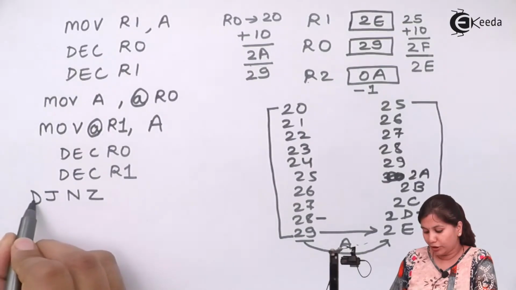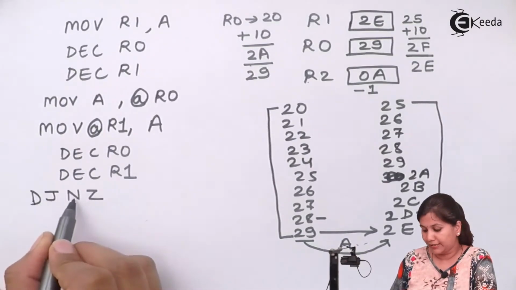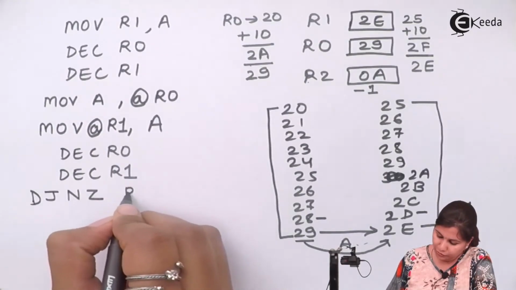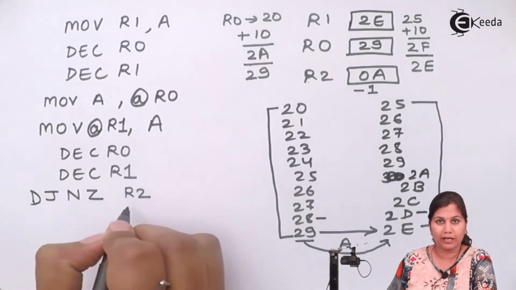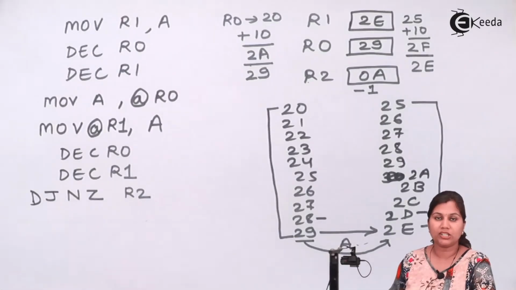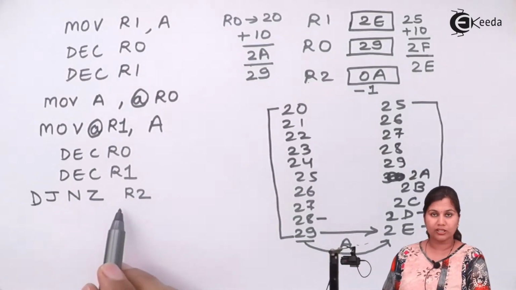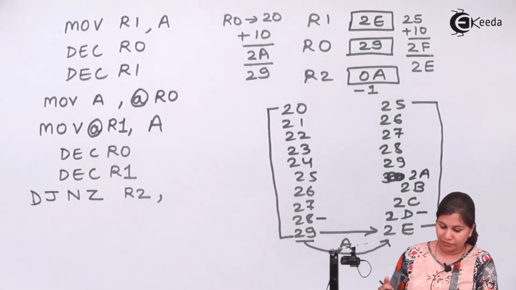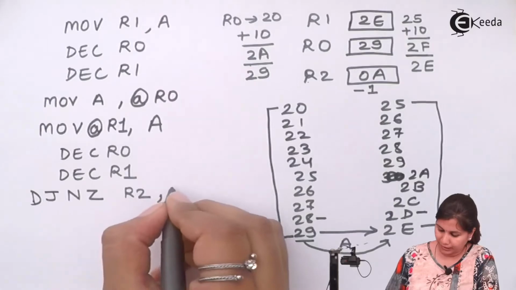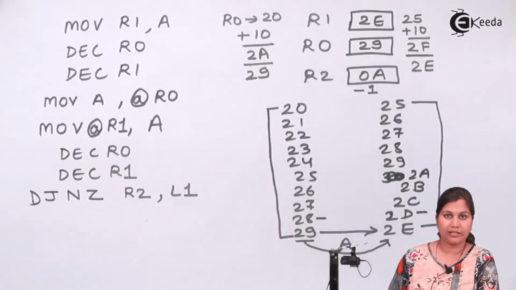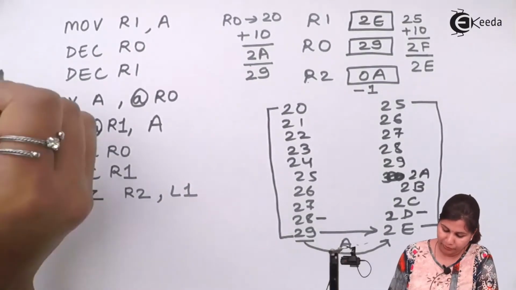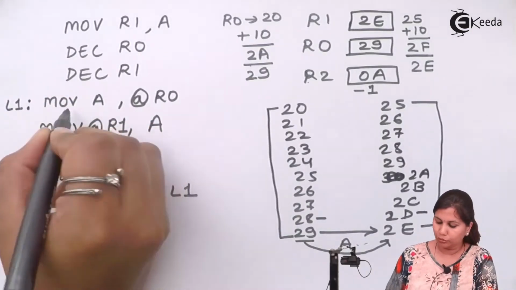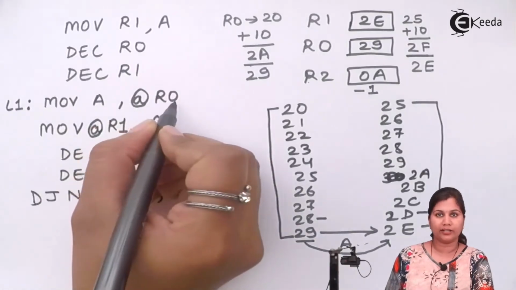That is, D is for decrementing, J is for jump, and NZ is for not 0. Okay, and what is not equal to 0? R2, you have to decrement R2 and check whether it is 0 or not. If it is not 0, then you have to jump to some memory location. Now, where is it going to jump? At the L1 memory address. Okay, and the L1 memory address is the address where this instruction MOV A, R0 is written.